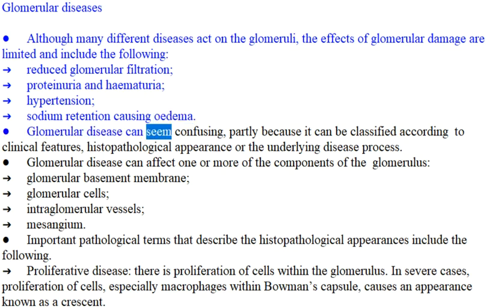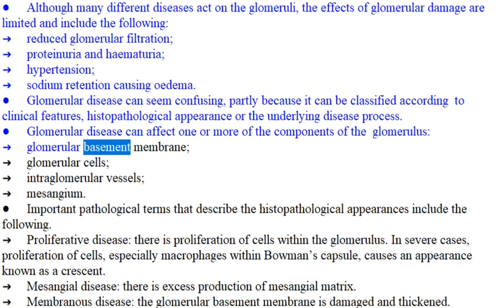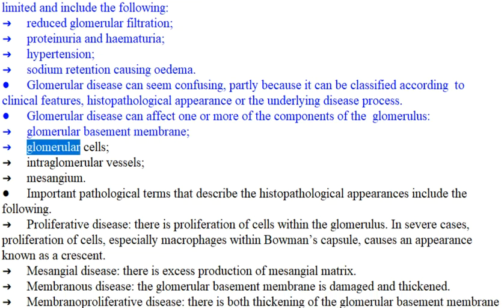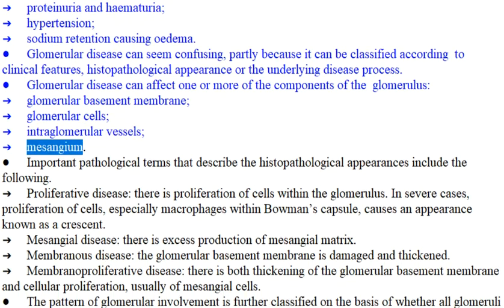Glomerular disease can seem confusing, partly because it can be classified according to clinical features, histopathological appearance, or the underlying disease process. Glomerular disease can affect one or more of the components of the glomerulus: glomerular basement membrane, glomerular cells, intraglomerular vessels, mesangium.